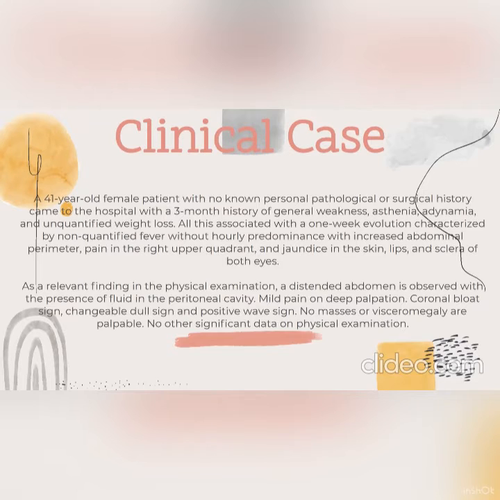Physical examination revealed a distended abdomen with the presence of fluid in the peritoneal cavity, mild pain on deep palpation, tympanic sound in the flanks, shifting dullness, and positive fluid wave. No masses or visceromegaly palpable. No other significant findings on physical examination.